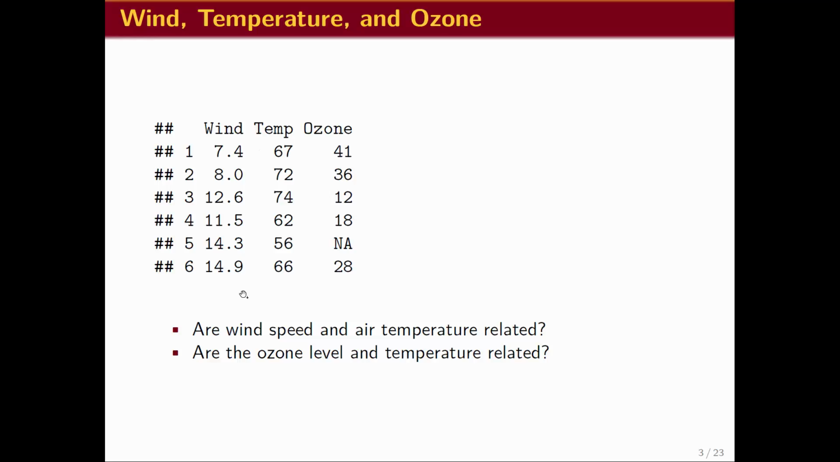I don't even know how many observations the full data set has, maybe something like 100. This is just the first 6 observations, just to give you a sense of what the data look like. And so we might have questions like, are wind speed and air temperature related? Are the ozone level and temperature related, etc.